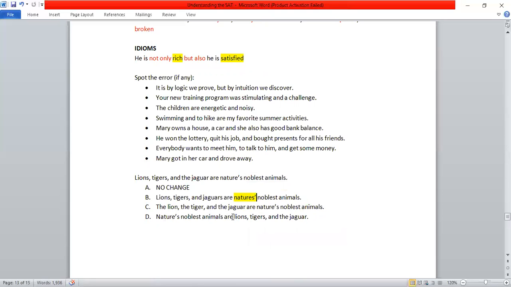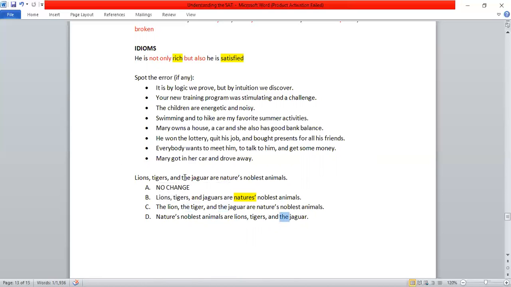Nature's noblest animals are lion, tigers, and the jaguar. Do I need "the" before jaguar if I have lions and tigers here? No, I don't. So this one goes away. Now we're left with the no change option and option C. I have the lion, the tiger, the jaguar. I have lion, tiger, the jaguar. The problem is "the jaguar" here. So my correct answer is option C because I'm using "the" with all three options instead of using it only with one option.